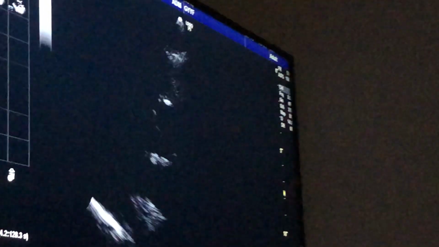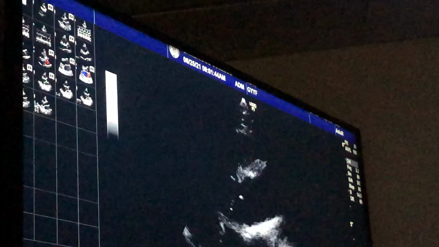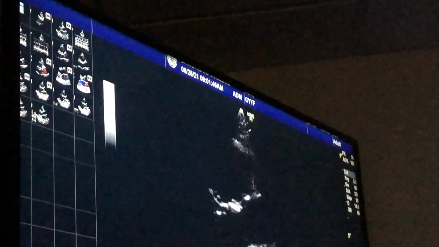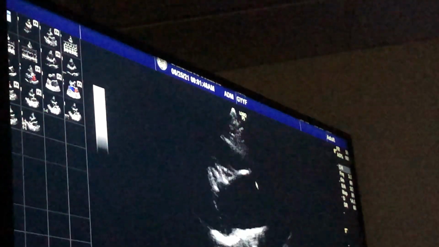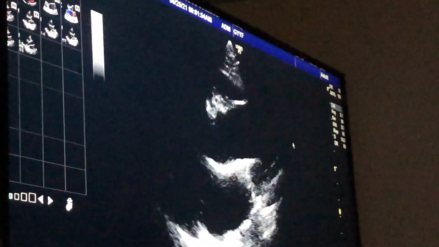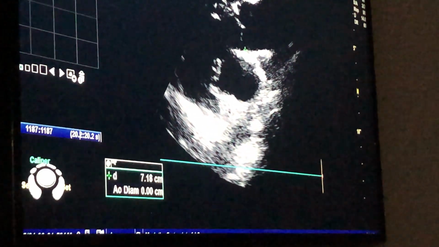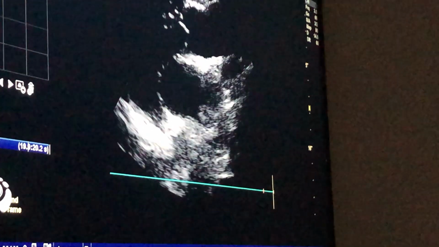to get her ascending aorta. Do you notice now how the heart is more shadowed, but you can see a long little tube here? You guys see that? Yeah. That's her ascending aorta, okay? I'm going to freeze that, and I'm going to measure that. What I want to see is whether or not she has an aneurysm.